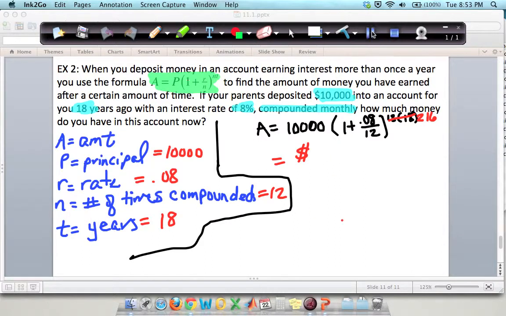Okay, and when you plug this in, you should get $42,000.05, and round to the nearest cent, 74 cents as your answer.